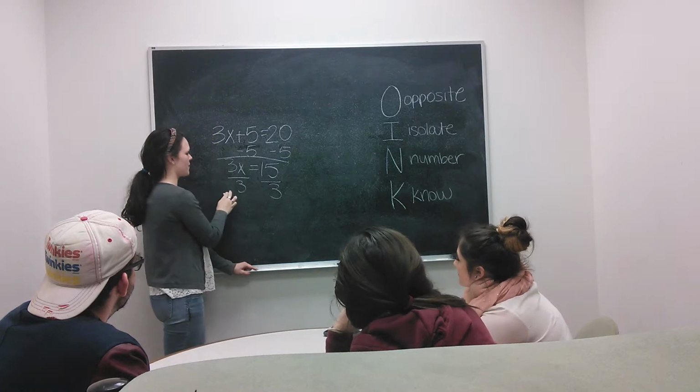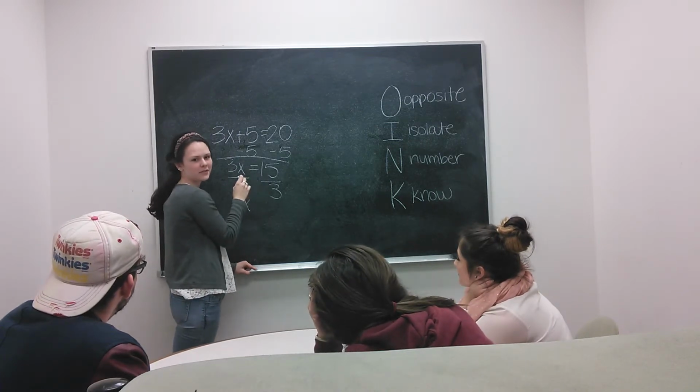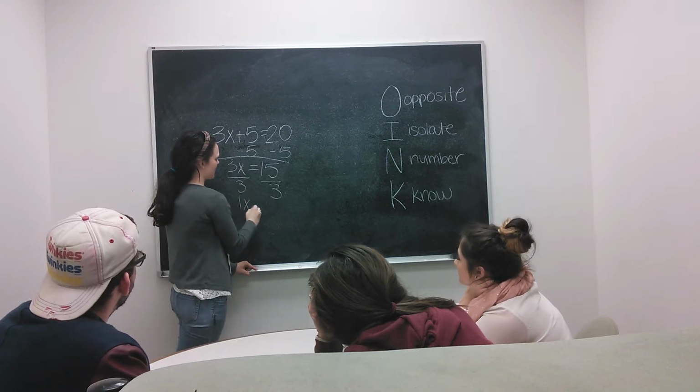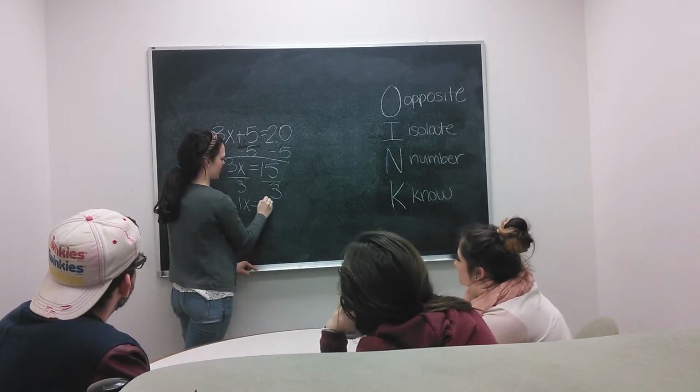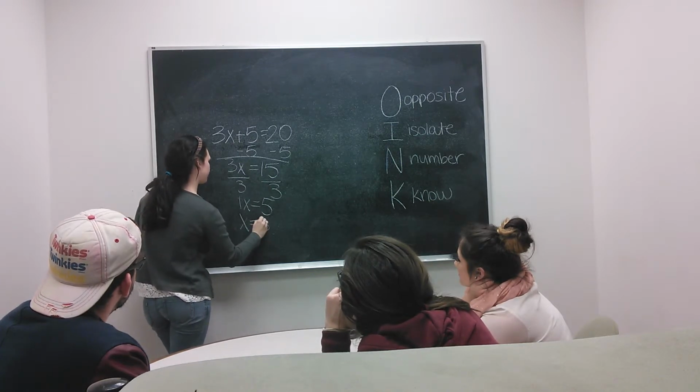So we have 3 divided by 3 is a 1. So we have 1x equals 15 divided by 3 is what? 5. 5, yeah. So 1x equals 5, and 1x is the same thing as x equals 5.